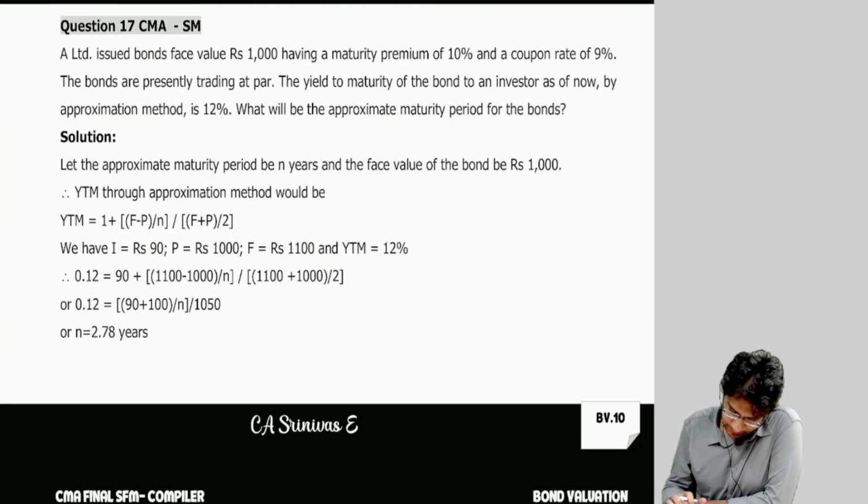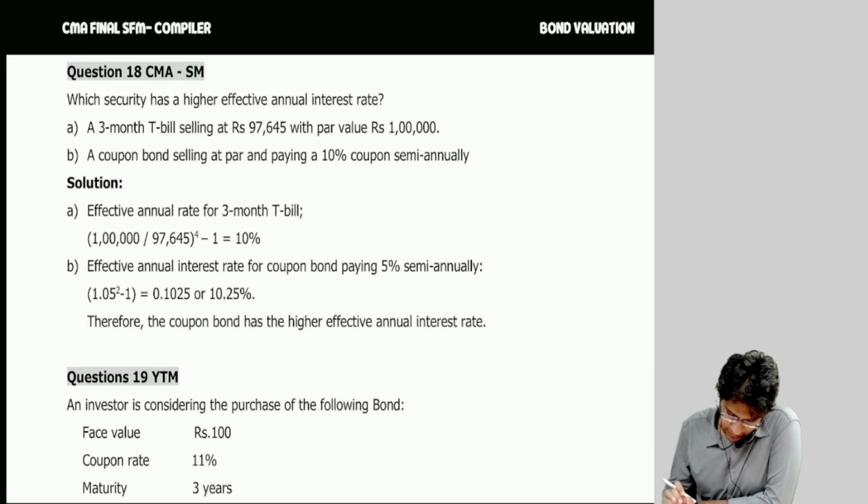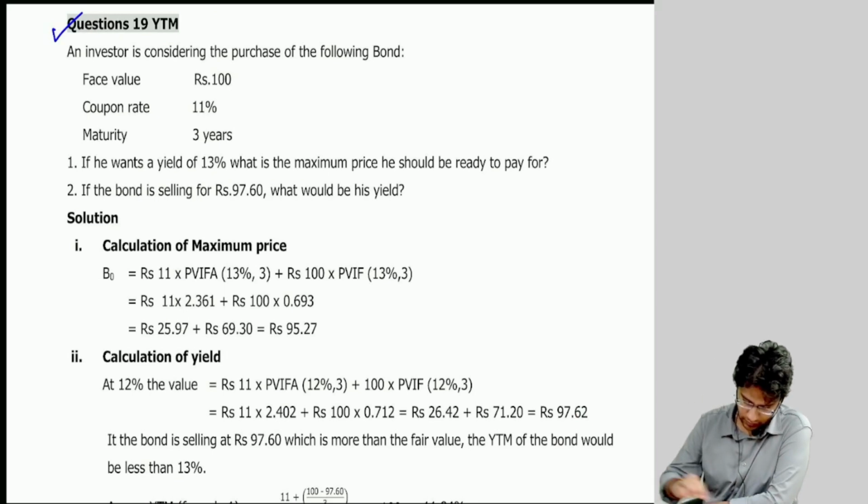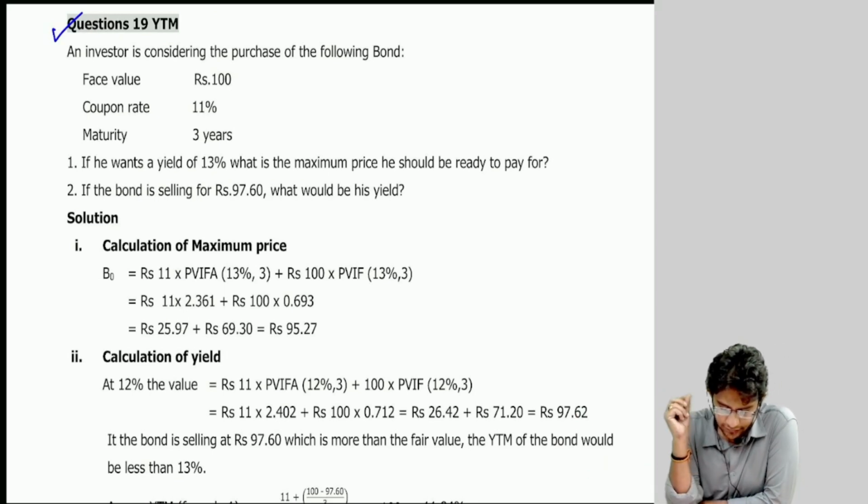Okay. This we will solve later on. Come here, the 19th one you solve. An investor is considering the purchase of the following bond. Considering purchase means he did not buy, he is thinking. Face value is 100, coupon rate is 11%, maturity is 3 years. If he wants a yield of 13%, what is the maximum price he should be ready to pay?